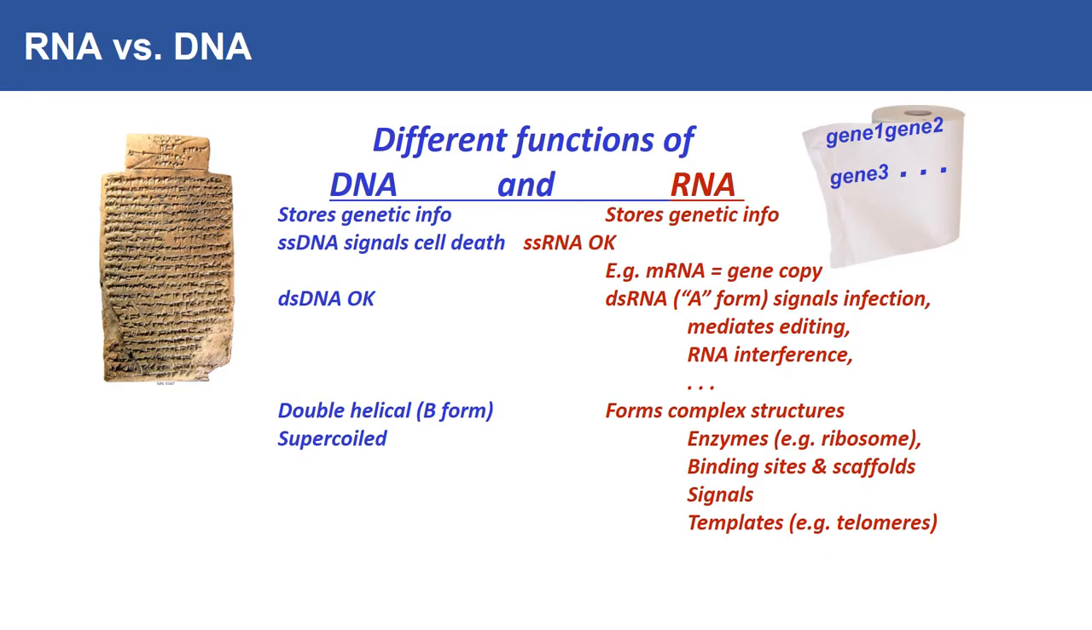So most of us have a pretty good handle on DNA. I'd say fewer of us have a good handle on RNA. DNA is used to store genetic information. RNA is as well. Double-stranded DNA is the norm. Single-stranded RNA is the norm.